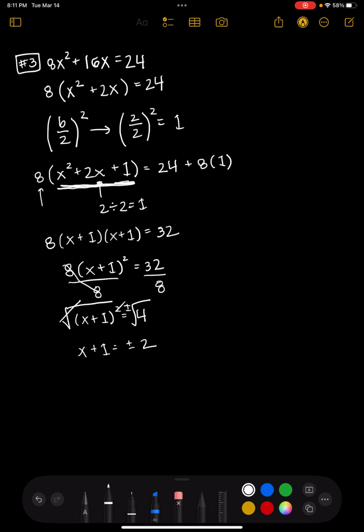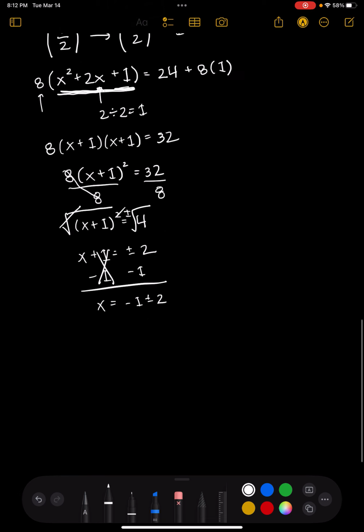Then to get x by itself, I would subtract 1 from each side. And the 1's cancel out over here. We're left with x is equal to negative 1 plus or minus 2, which can be written as negative 1 plus 2 or negative 1 minus 2. And negative 1 plus 2 is a 1. And negative 1 minus 2 is negative 3. So these are my two potential answers.